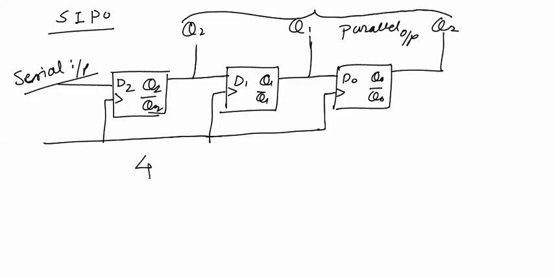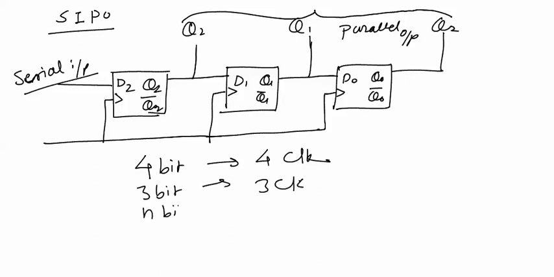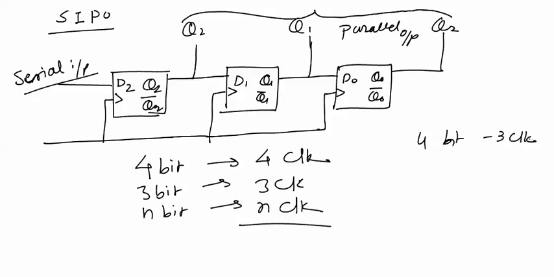Earlier we have seen there were 4 flip-flops. For 4 bit storage we need to apply 4 clock pulses. For 3 bit storage we need to apply 3 clock pulses. So for n bit input, n clock pulses will be required. Similarly, if you want to take the data out, earlier for 4 bits, 3 clock pulses were required because the last flip-flop output was readily available at the output. We need not apply any clock pulse.